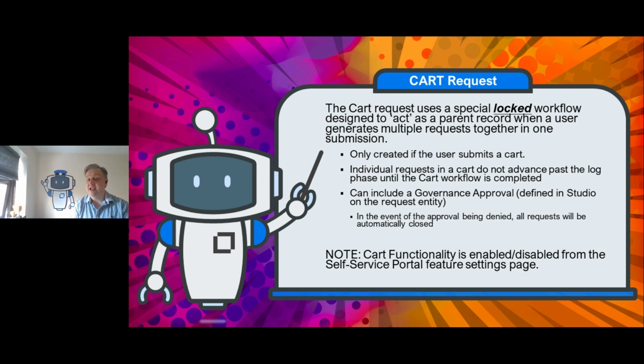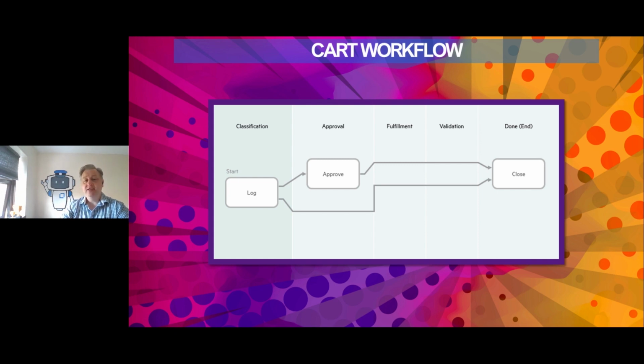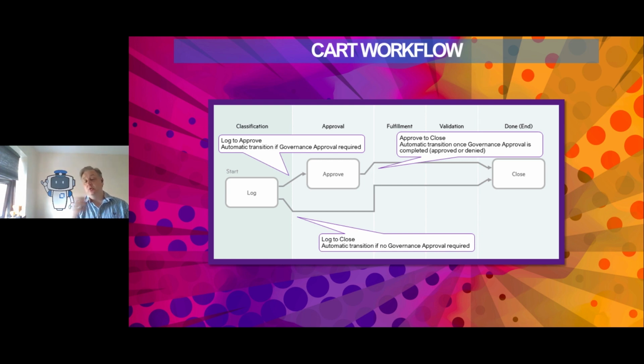Cart functionality is enabled or disabled as a self-service portal feature setting, so it's something you can have turned off. And again, as a workflow, you can see from here it's a very simplistic workflow. You've got that log, approve, and close, and it's an automated process going through those as all the tickets that are generated are done as part of it. Typically, with carts, you've got that governance approval, and I think the cart workflow can be quite useful if you're a line manager and you want to create multiple records for people within your team, requesting on behalf of multiple people within your organization.